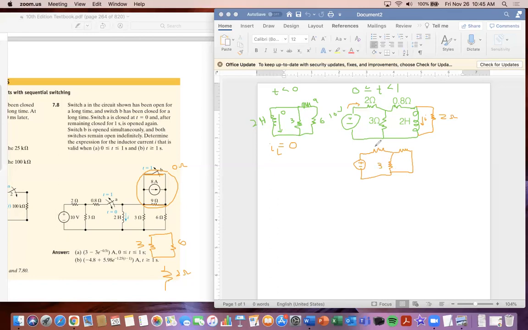This is 3 ohms. This is 2 ohms. This is 0.8 ohms. Okay, the 0.8 is in parallel with 3. So 3 times 0.8 divided by 3 plus 0.8, and then plus 2, because that's in series. I got 2.63 as my equivalent resistance. Okay, 2.63.